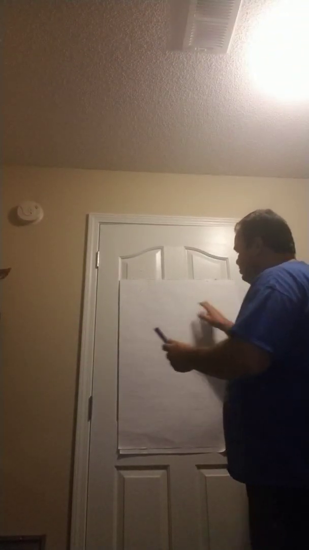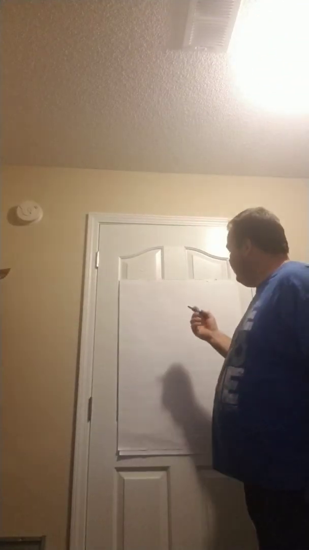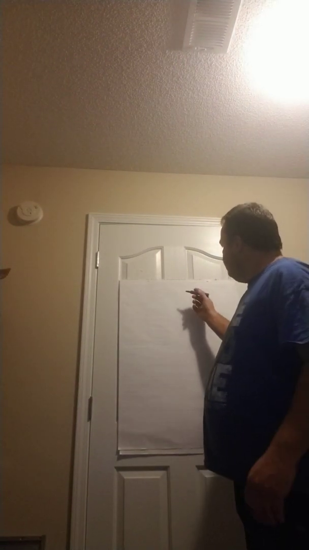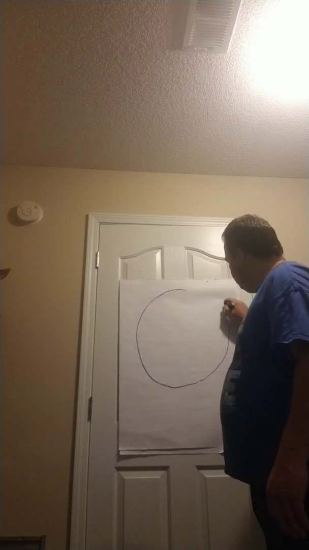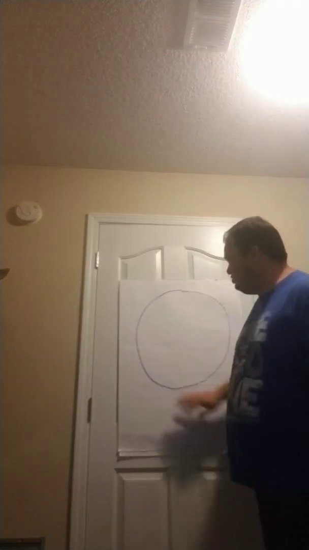So this is a circle. I'm going to draw a big circle. I want everybody to get out a piece of paper. I'm going to pause it. Come back if you need to get a piece of paper. So I'm going to draw a big circle here. All right. So everybody got your circle on your thing. Okay. This is a circle.